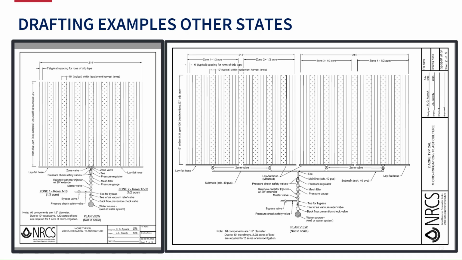Giving some examples of how other states may be drafting some of their micro irrigation systems. Similarly, they're going to show their layout of their zone, their different bed layouts of walkways, and how many tapes per bed are being installed, your manifold pipelines and lengths and dimensions, your control head, all those appurtenances that are going to be installed in that system.